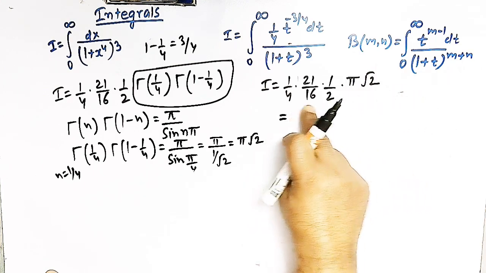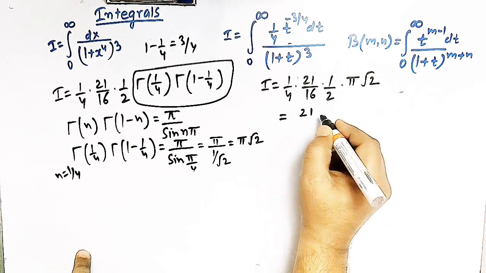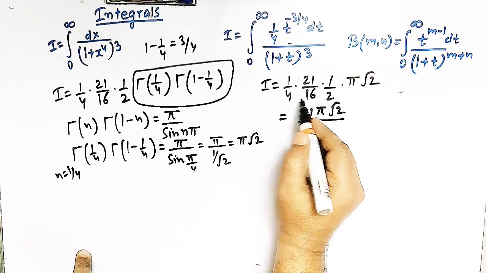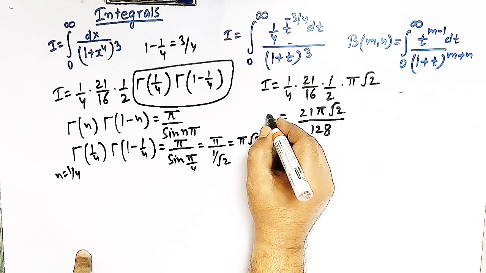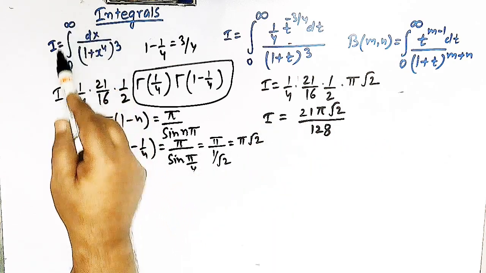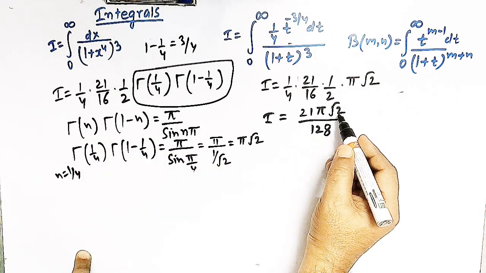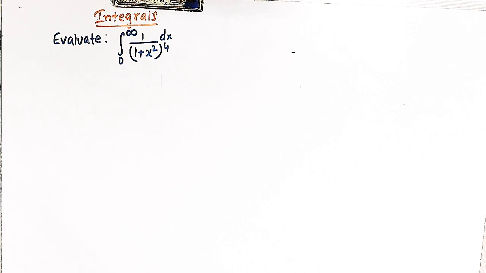So now simplifying this expression, here we have 21 pi times square root of 2, and 4 times 16 times 2 is 128, right? So viewers, the value of this integral is given by 21 pi times square root of 2 divided by 128.